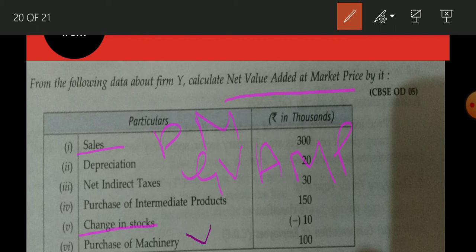Purchase of machinery, no. Purchase of intermediate product will be your intermediate consumption. Here is MP, and you are moving to MP as well. There is only one difference. Here gross is given, and you have to find out the value of net. It means in the equation you have to subtract the value of depreciation. The value of depreciation is given as 20. So if you follow this process, you are able to get the answer.